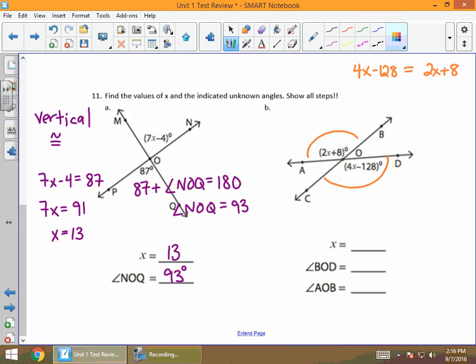They are equal. I'll subtract 2x on both sides. Add 128 to both sides. And divide by 2. And I get x to be 68. Again, that's a variable, so I'm not going to put a unit.